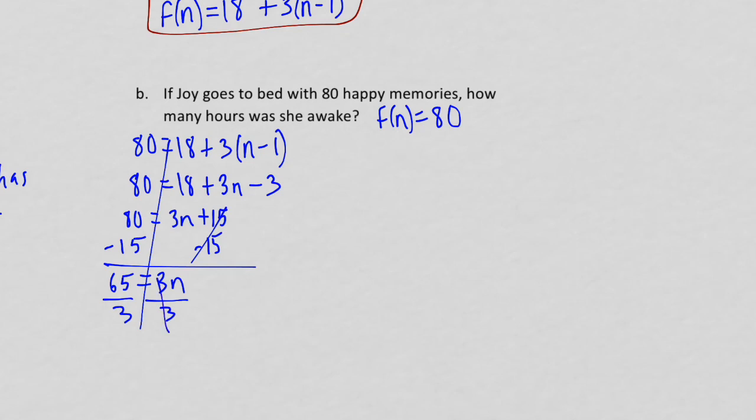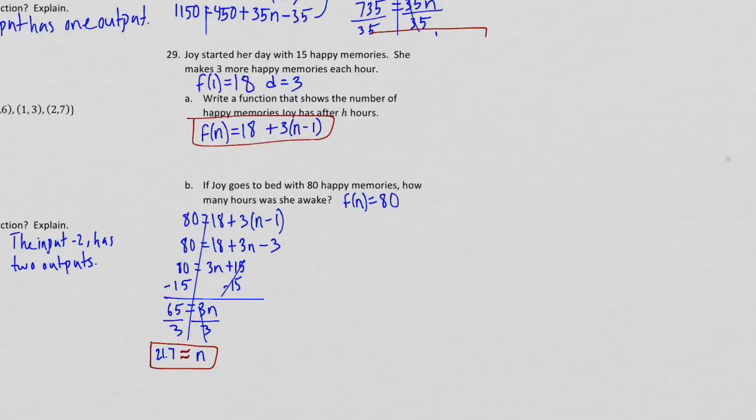Okay, and 3 doesn't go into 65, so this must have been a typo. We're going to just leave it as a decimal then. It's going to be 21.667, right? How many hours was she awake? Approximately 21.7 hours.